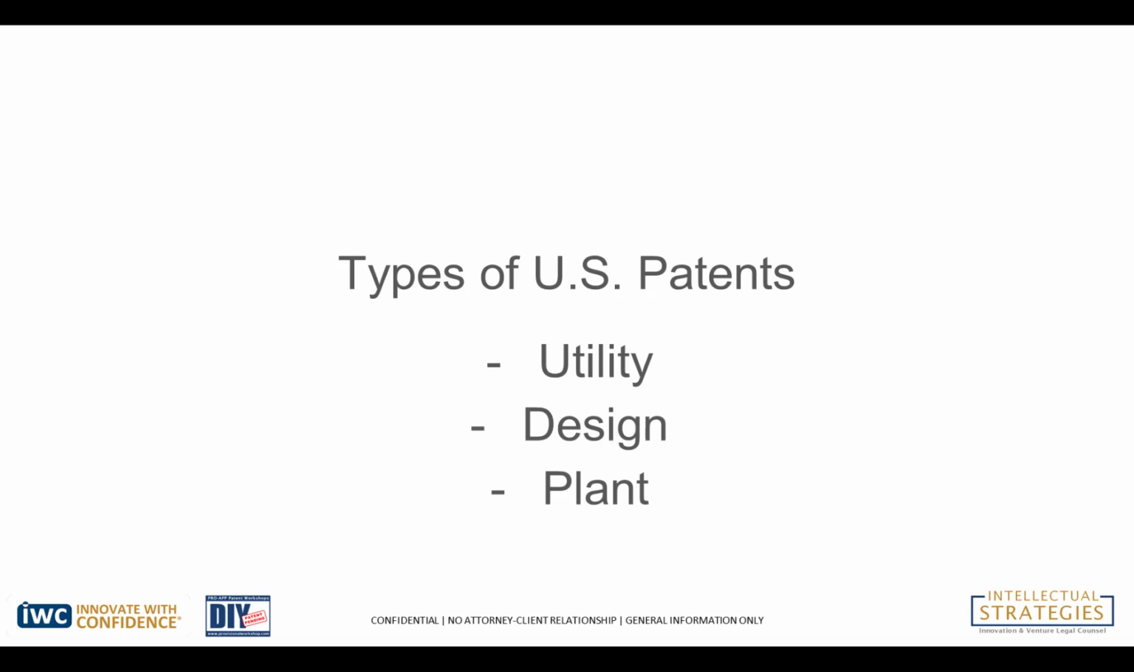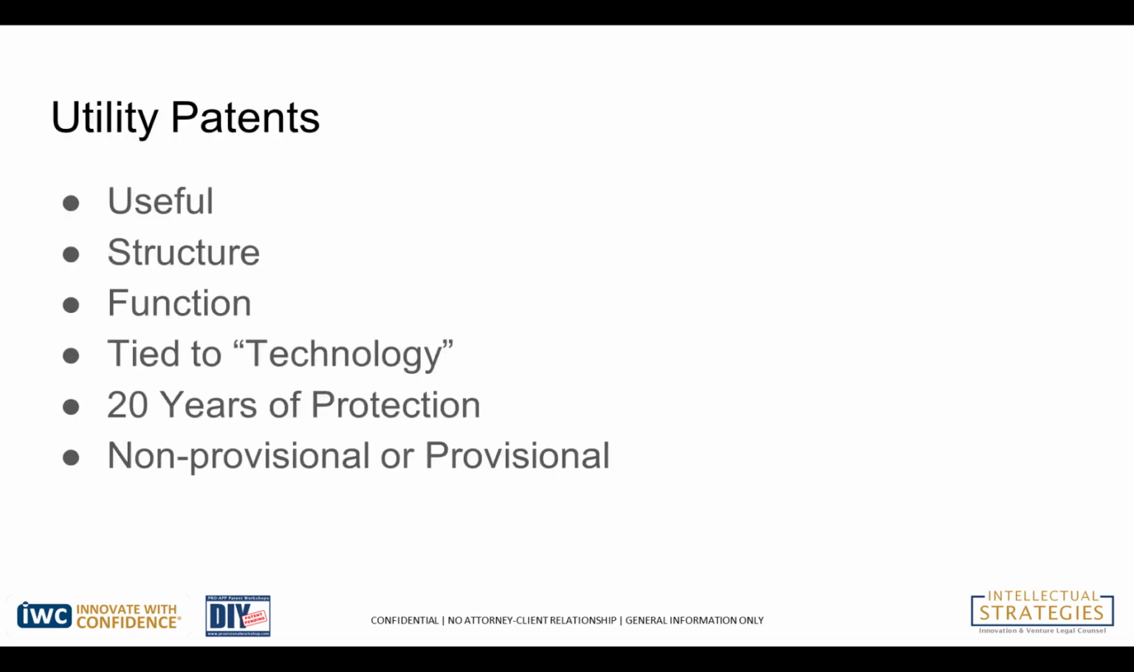Let's get started. The most prominent type of patent application that's used in the United States is the utility patent. Utility patents are basically patents for inventions of useful structures or functions. In another training module, we talk about what is required to meet patent-eligible subject matter requirements, meaning what type of subject matter can be patented in a utility patent application.